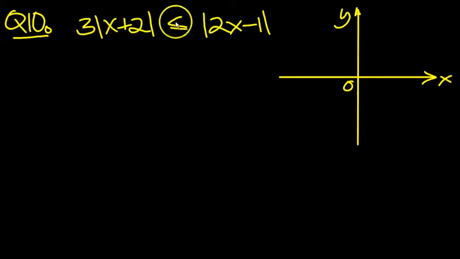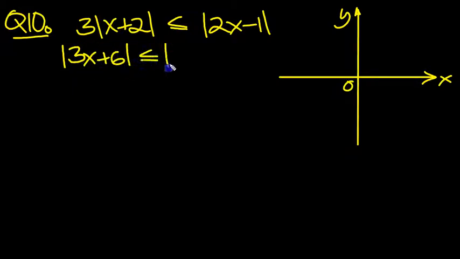3|x + 2| is less than or equal to |2x - 1|. Let's use properties of logs and take the 3 inside the modulus. So we get |3x + 6| is less than or equal to |2x - 1|. Now let's draw these two lines then.